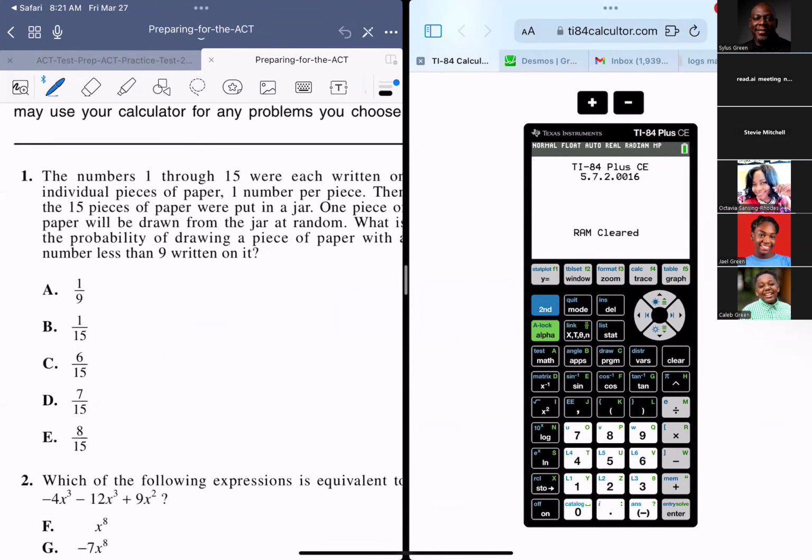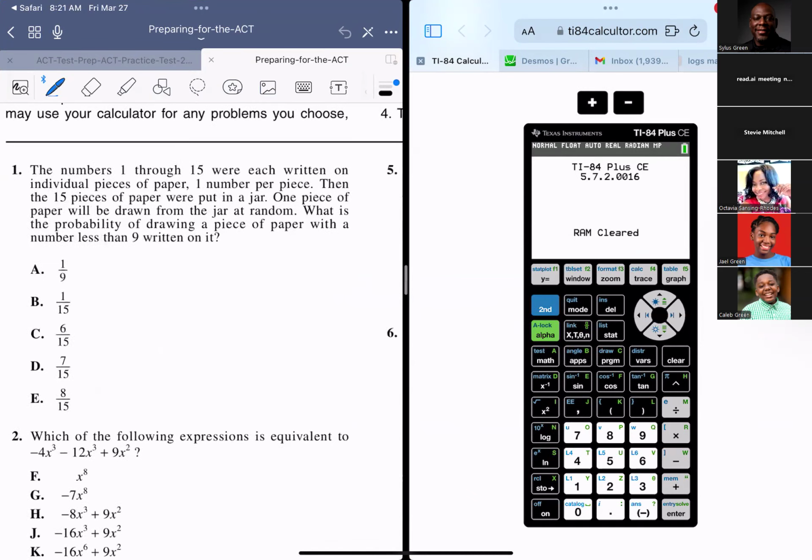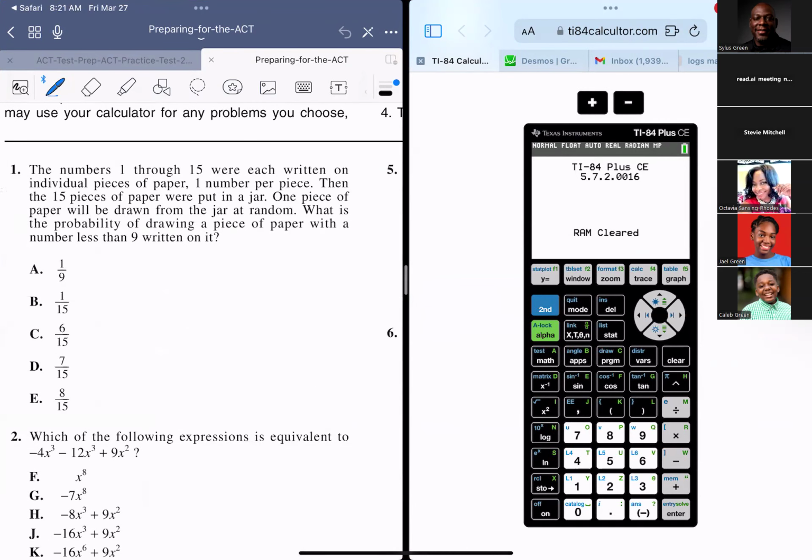Okay, so let's start. Number 1. Numbers 1 through 15 were each written on individual pieces of paper. One number per piece, then the 15 pieces of paper were put in a jar. One piece of paper will be drawn from the jar at random. What's the probability of drawing a piece of paper with a number less than 9 written on it?